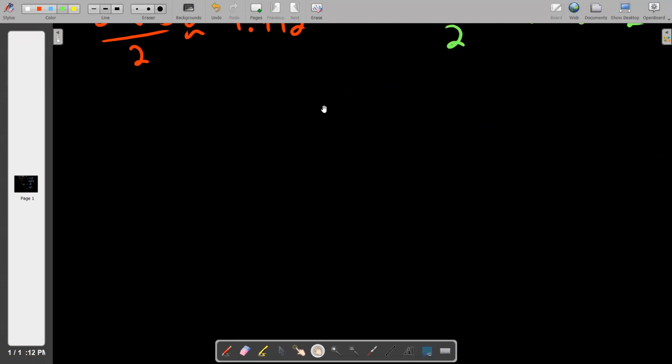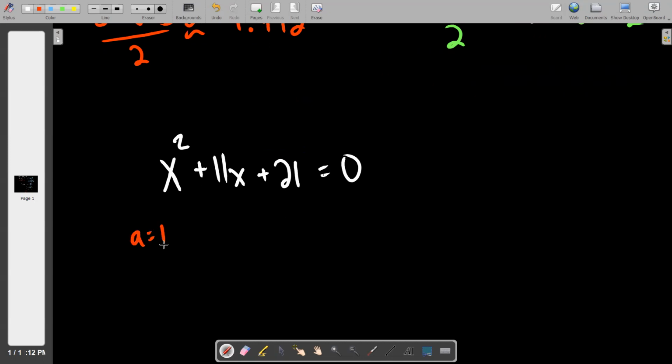For your next example, we'd like you to do x squared plus 11x plus 21. And by the way, I'm just going to set them all equal to 0 for us today. At a later date, there will be quadratics where you have to move all the stuff manually to one side. I'm just not going to worry about that today. What's A? 1. Nice. What's B? 11. And what's C? 21.